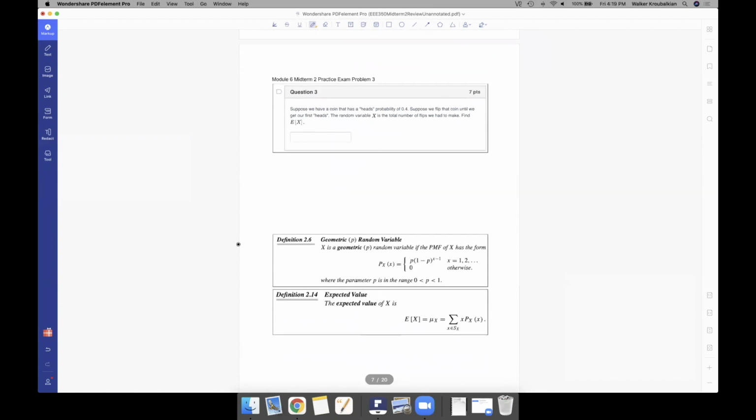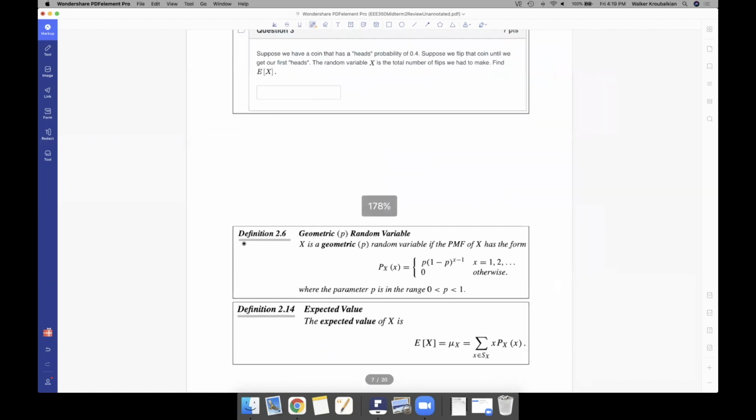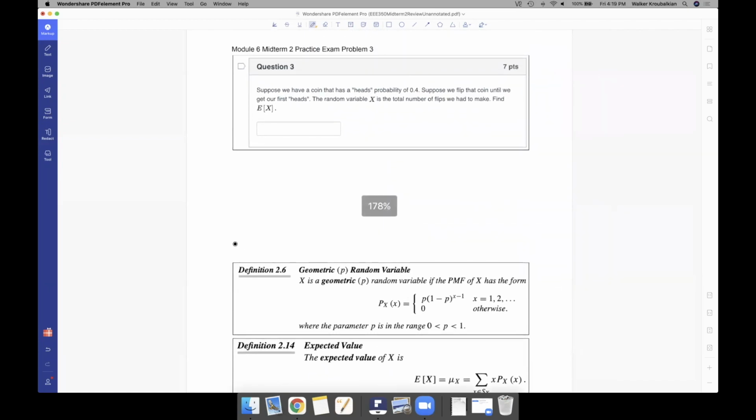And on to the third problem. So question 3. Suppose we have a coin that has a heads probability of 0.4. Suppose we flip that coin until we get our first heads. The random variable x is the total number of flips we had to make. Find E of x.